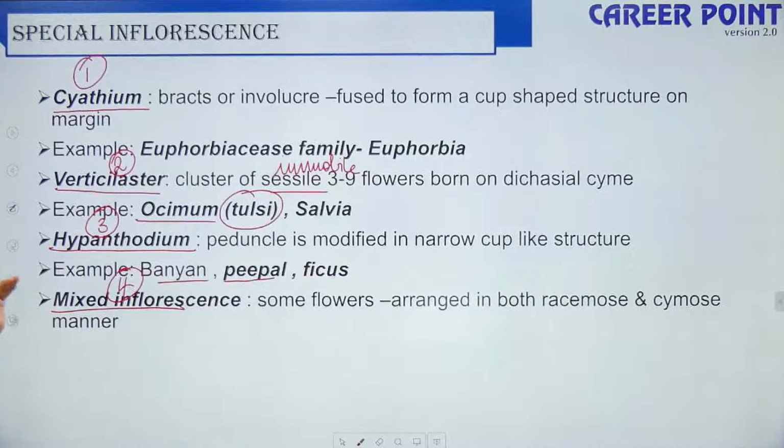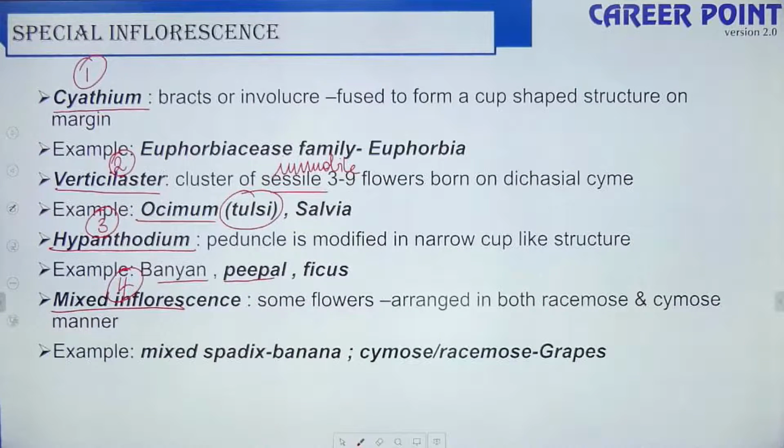So the last one is mixed inflorescence. It has both racemose and cymose. So an example is your banana. So the spadix of the banana, yes. So you have the banana flower, right? So that is the spadix inflorescence. So take a screenshot of this. I will show you the picture.